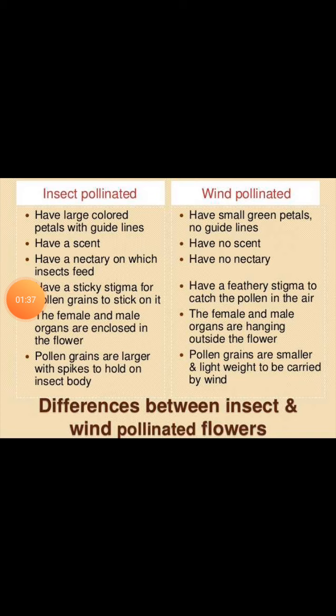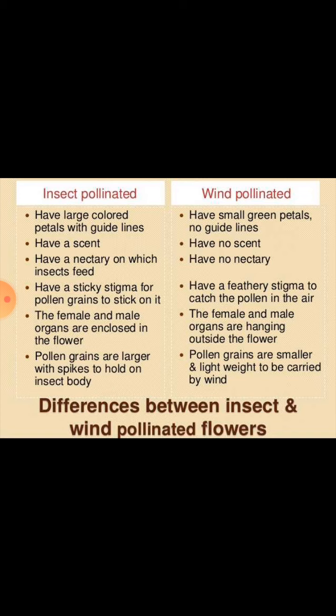There are two different types of agent pollination. One is insect pollination, called entomophily. It is a biotic factor. Wind pollination is called anemophily, and it is an abiotic factor. Several adaptations are seen in flowers pollinated by insects and by wind.